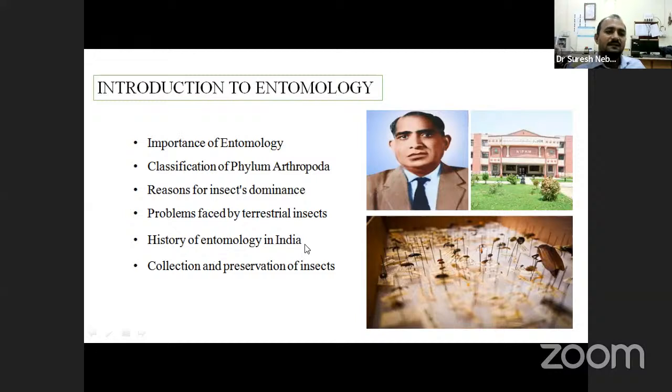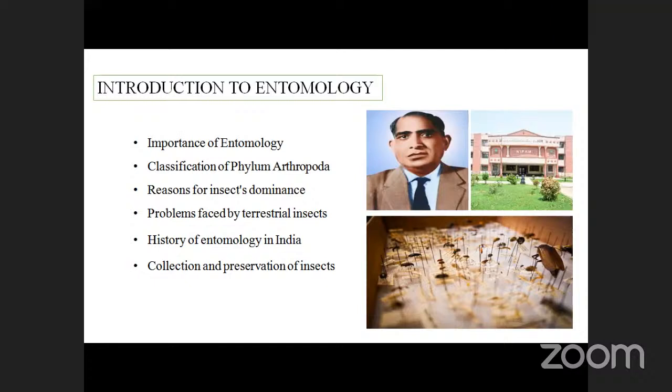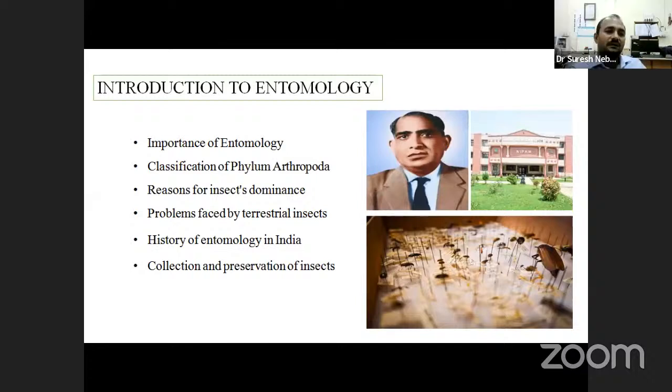Then history of entomology in India. In the history of entomology in India, you must know when entomology was started at Pusa Institute in Bihar, and who the pioneer was. Then Pusa Institute was shifted to Delhi. Then about Fletcher and his contribution. Pradhan sir is considered a very big personality in our entomology, so you should read about Dr. Pradhan also.